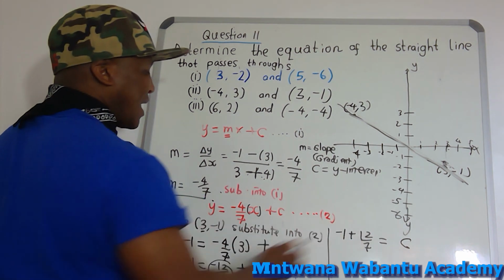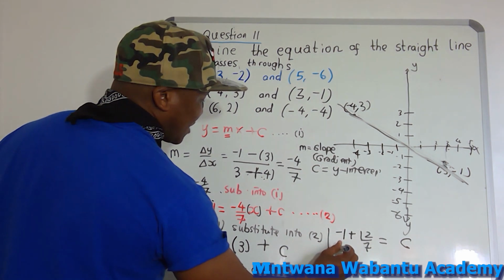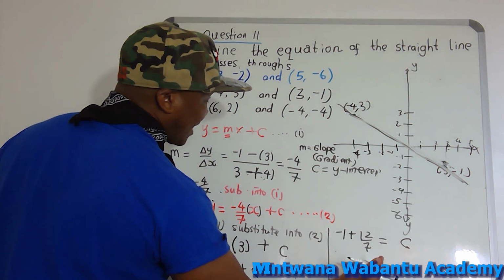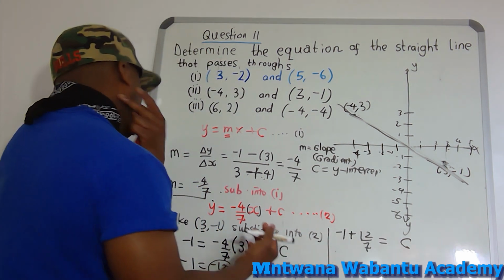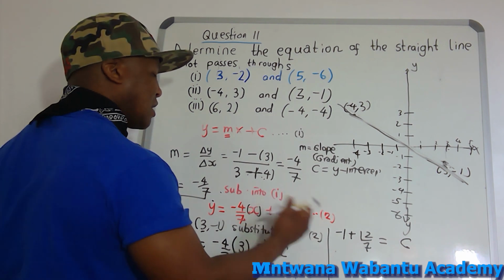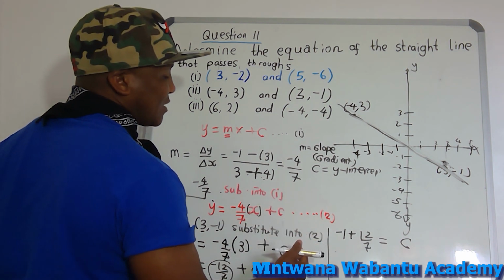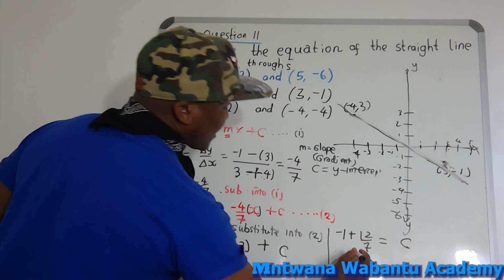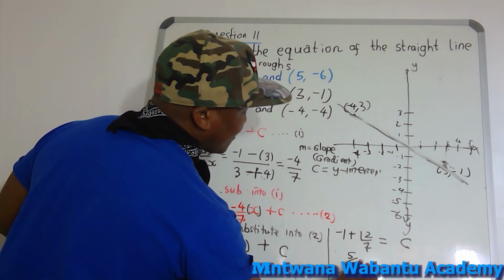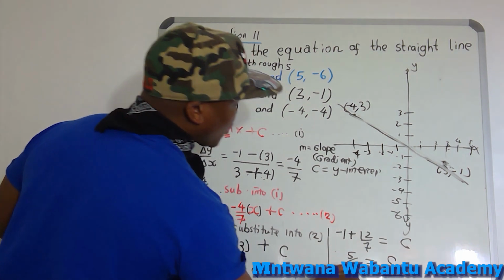So -1 plus 12. Okay, let me put that in the calculator, and then divide by 7, which is going to give us 5 over 7. This is going to give us 5 over 7 equal to c. So our c is equal to 5 over 7.